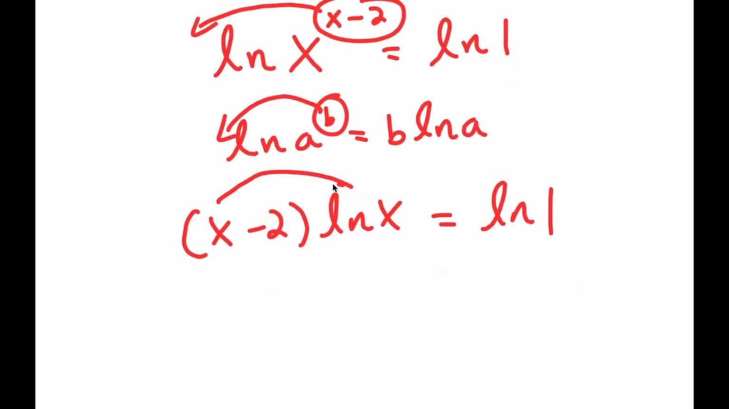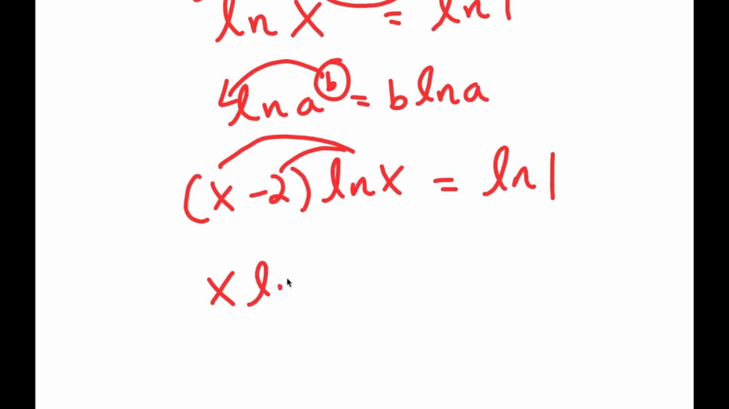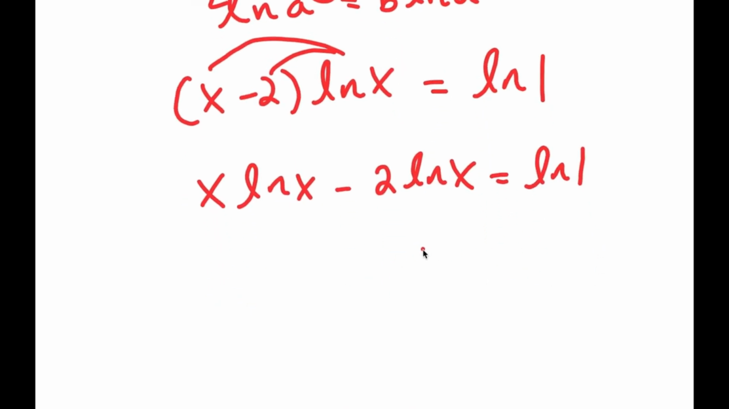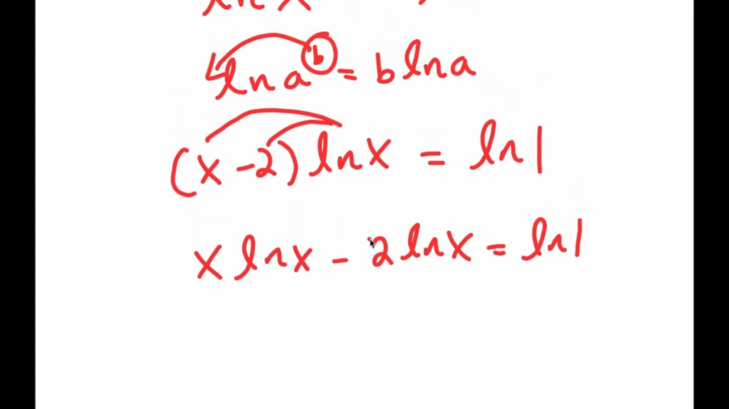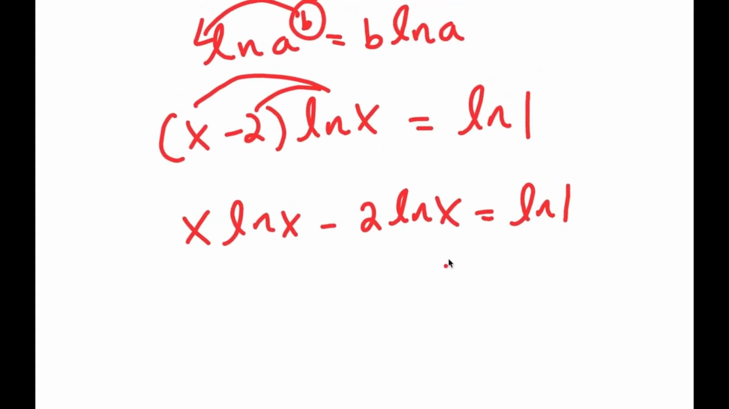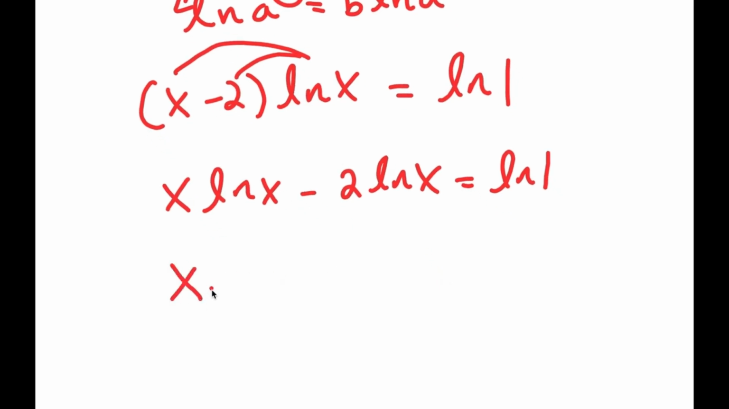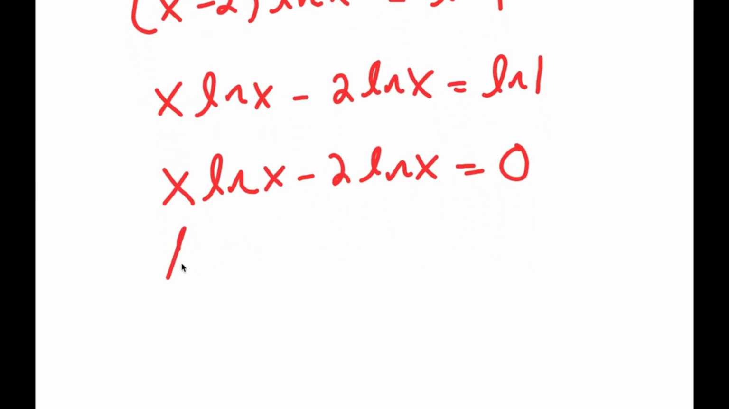Now I can distribute the ln x. So I get x times ln x minus 2 times ln x is equal to ln 1. And ln 1, that's equal to 0. So now I get x times ln x minus 2 times ln x is equal to 0. Now I'm going to go back and factor out ln x. So I get ln x times x minus 2 is equal to 0.